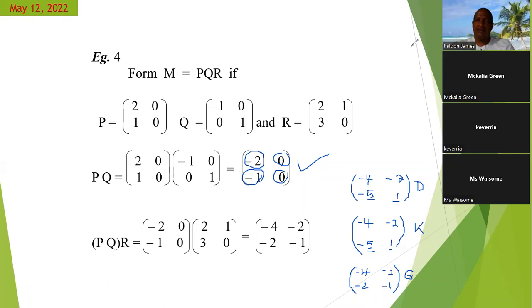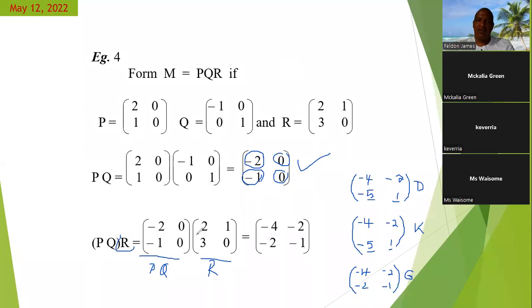All right, so after PQ now, we write the PQ first, which is this, and then we write the R after, which is this. So this is the PQ product matrix, and this is the R matrix. We're going to multiply these 2 together. So -2 times 2 will give you -4.